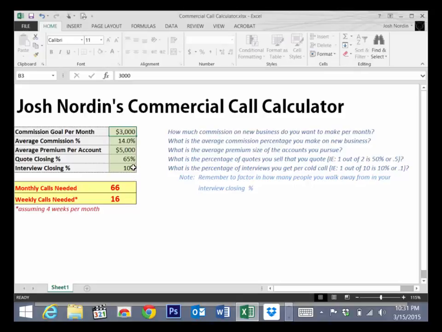Now, if your numbers start slipping, for example, let's say the average premium per account isn't 5,000. Let's say you find out, well, geez, I thought it'd be 5,000, but it turns out it's only 4,000. Well, then you need to bump up your weekly calls, or you need to go after a different class of business. There's a reason why some producers that want to make $5,000 a month go after accounts that are no less than like $8,000 or $10,000, because then you're back down to your 5 calls a day.